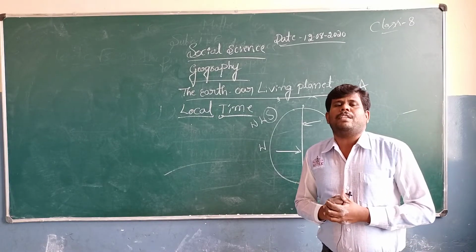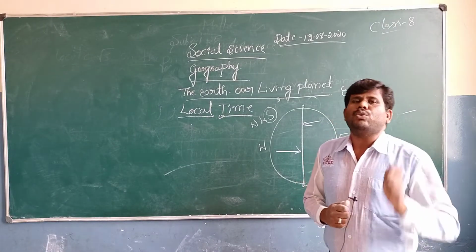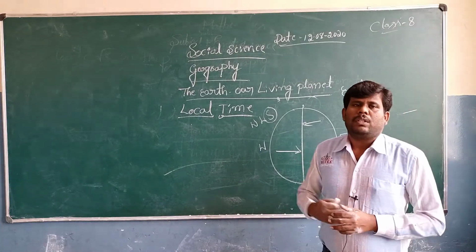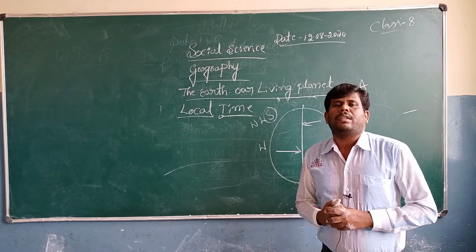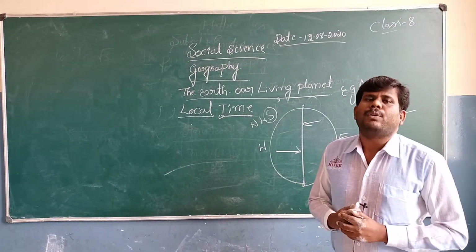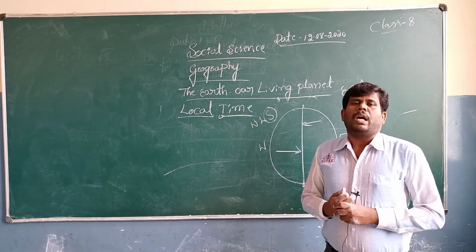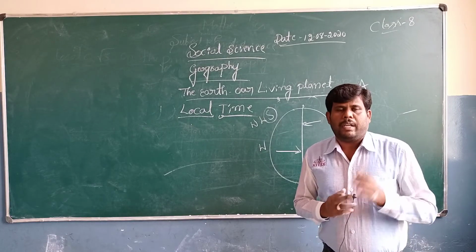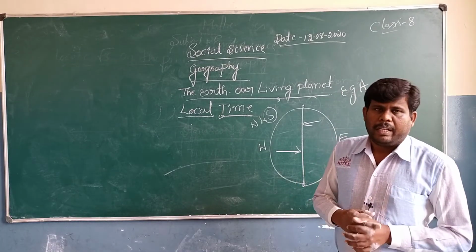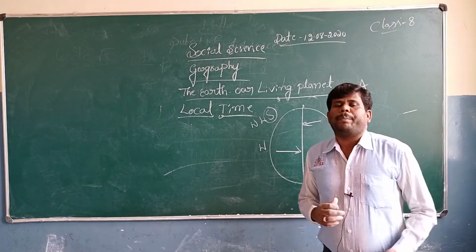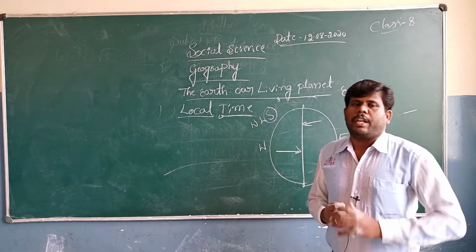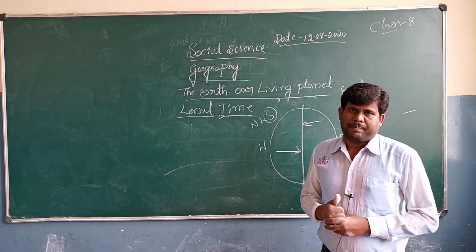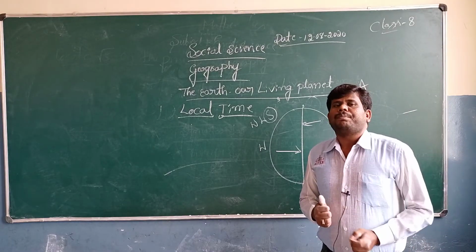Indian standard time is based on 82.5 degrees east longitude. This passes over Allahabad of Uttar Pradesh. Our IST, the Indian standard time, is ahead by 5 hours 30 minutes of Greenwich Mean Time.